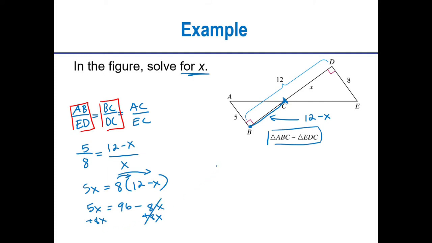5x plus 8x is 13x, and that's equal to 96. Let's divide both sides by 13, and x is equal to 96 over 13.